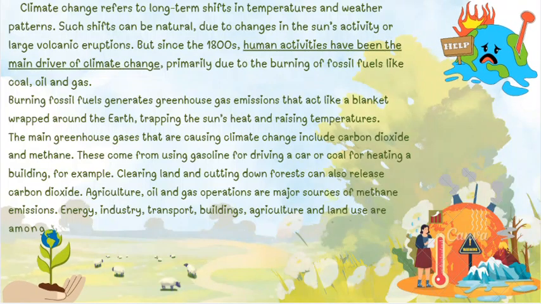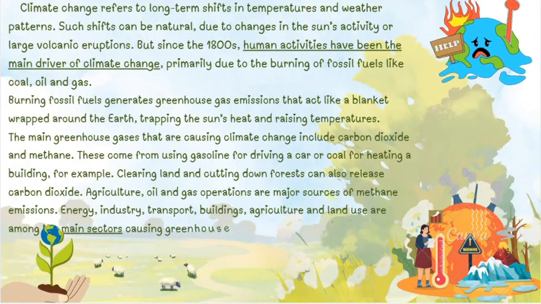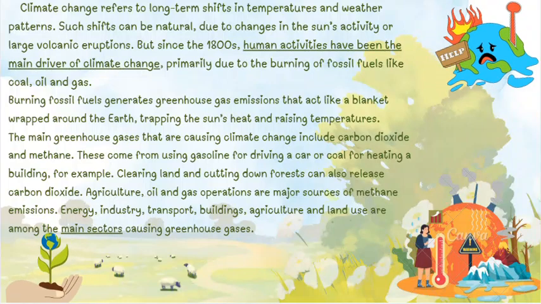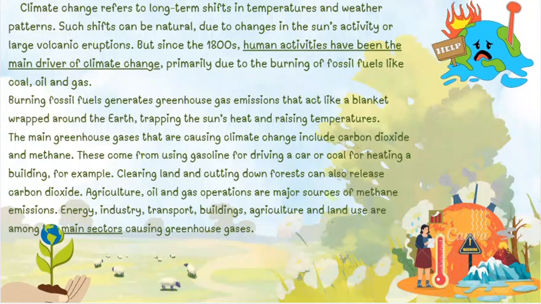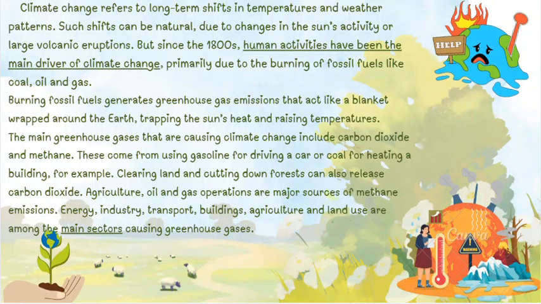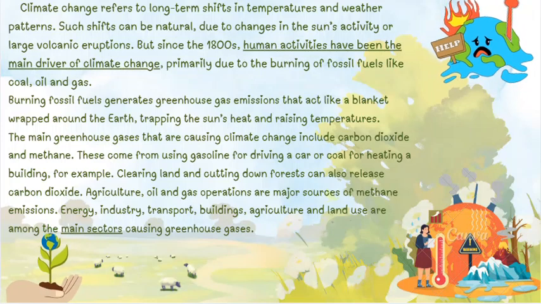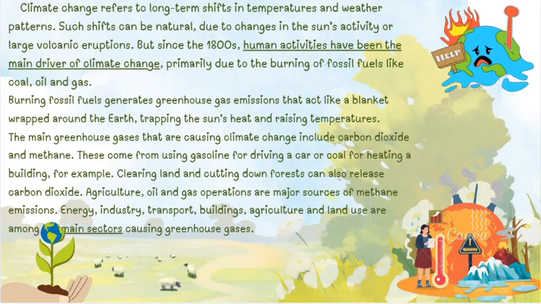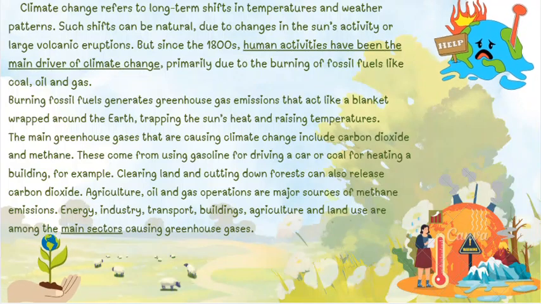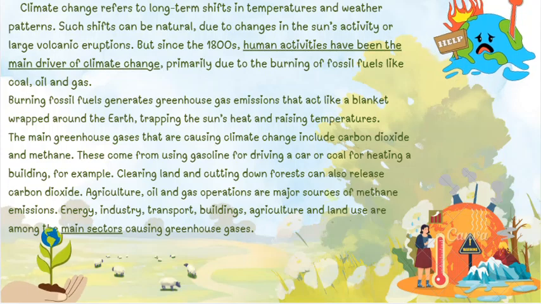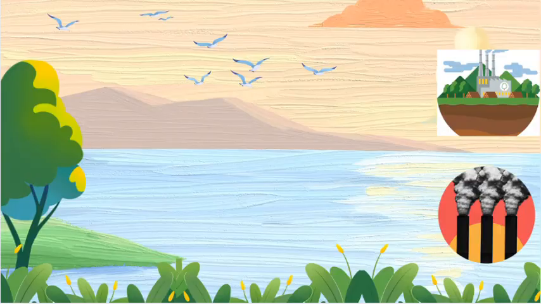Clearing land and cutting down forests can also release carbon dioxide. Agriculture, oil and gas operations are major sources of methane emissions. Energy, industry, transport, buildings, agriculture, and land use are among the main sectors causing greenhouse gases.